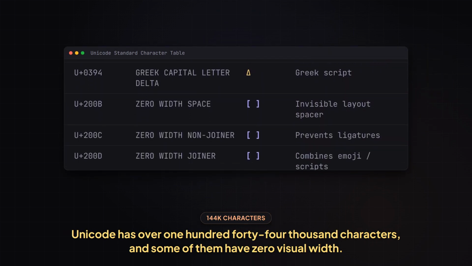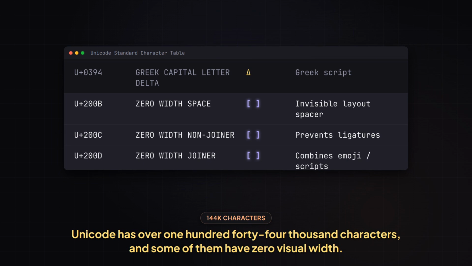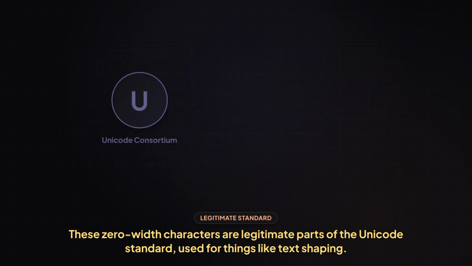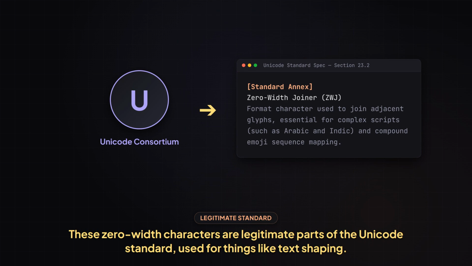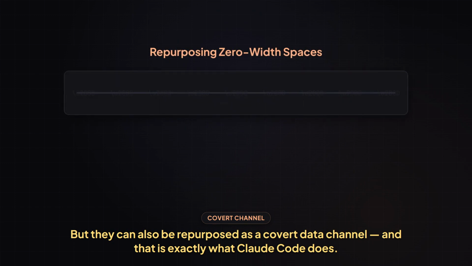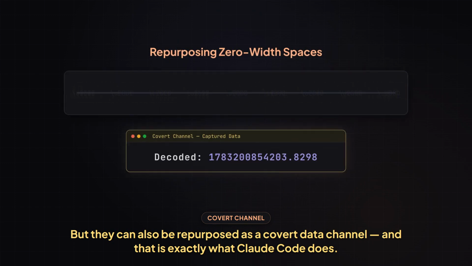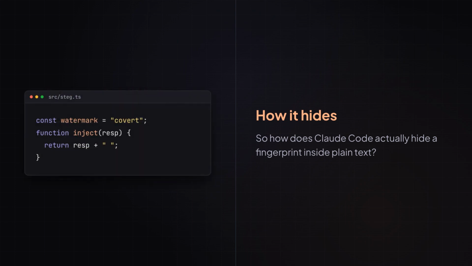Unicode has over 144,000 characters, and some of them have zero visual width. These zero-width characters are legitimate parts of the Unicode standard, used for things like text shaping. But they can also be repurposed as a covert data channel, and that is exactly what Claude Code does. So how does Claude Code actually hide a fingerprint inside plain text?